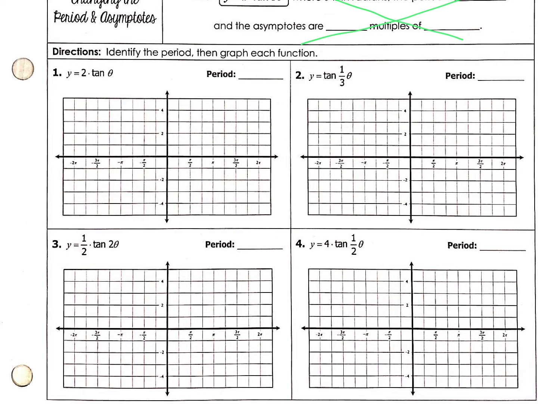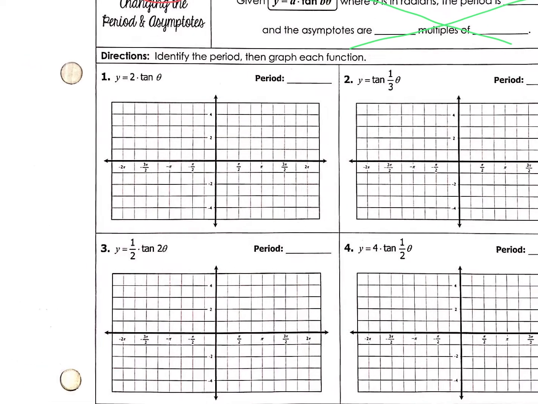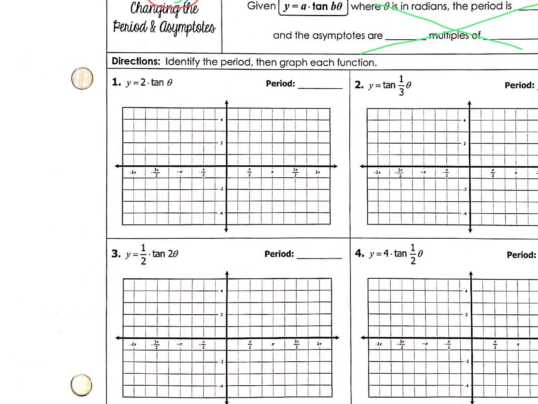So here we go. We're going to find our period a little differently. So the first thing we're going to do, I'm going to move this over a little bit so I can write on the left. Since nothing is happening to theta, it is your normal period of tangent. So our normal period of tangent is pi.